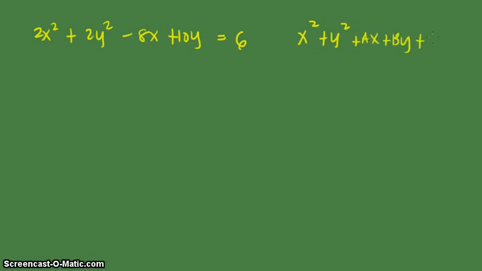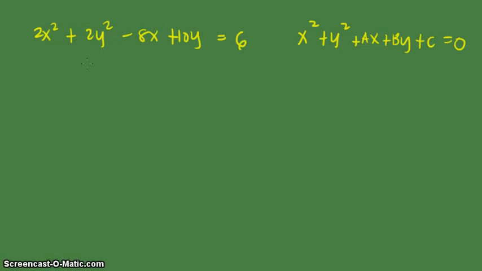Okay, so let's say, suppose we have 2x squared plus 2y squared minus 8x plus 10y is equal to 6. This time we have a coefficient on x squared and y squared. If you go back to the general form, we only considered x squared plus y squared plus ax plus by plus c equal to 0 whenever we want to apply a over negative 2 and b over negative 2 for the center. So this case is different only because the coefficients of x squared and y squared are not equal to 1.